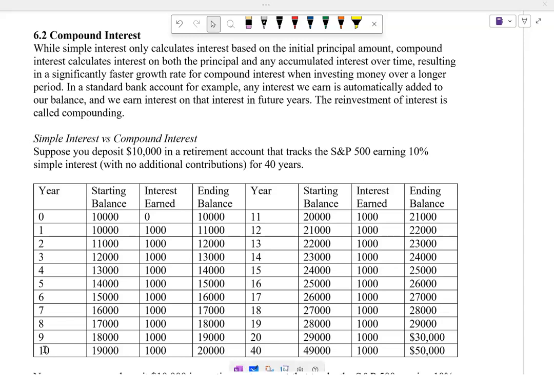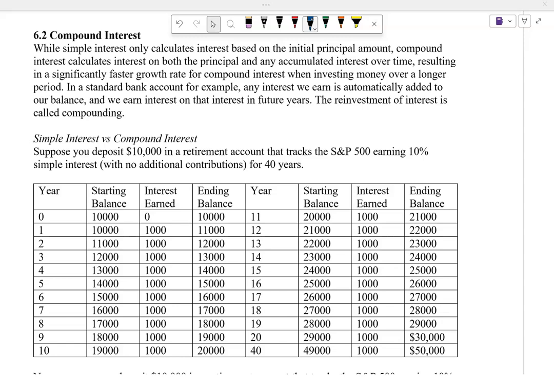Well, this is probably my favorite section, because if you want to be rich, this is what all rich people understand. They understand the power, or the magic, of compound interest, because it grows exponentially. So we have simple interest, so let's compare the two. Simple interest, what is that?